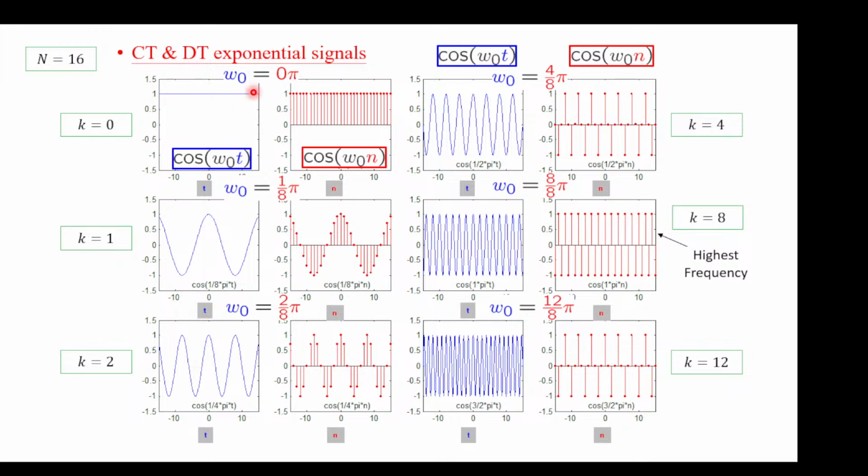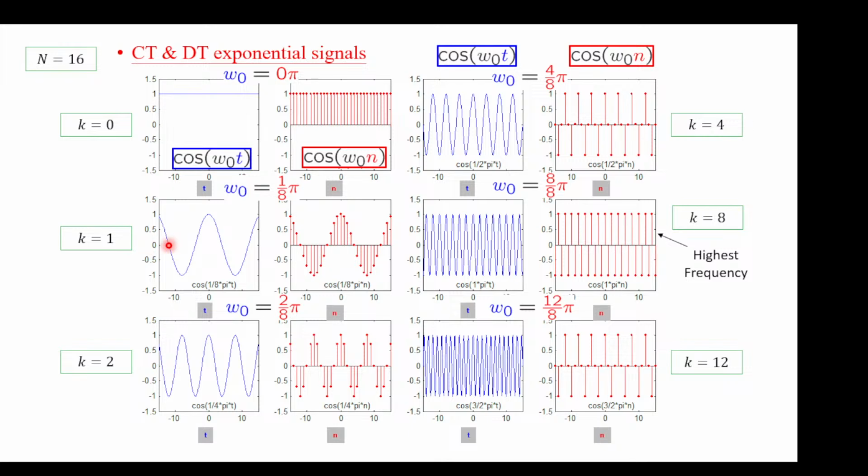So k equals 0 is the constant function, as always. It's really similar to before. We are actually using the same picture, just giving it a different interpretation now. Those are the discrete time harmonics for N equal to 16. And k equal to 1.